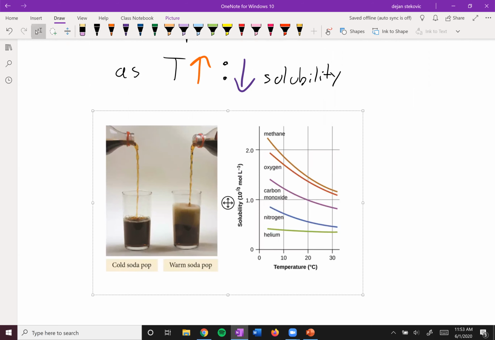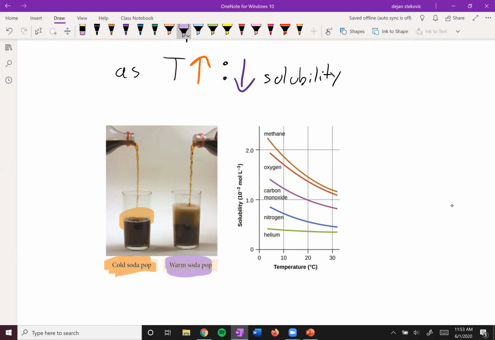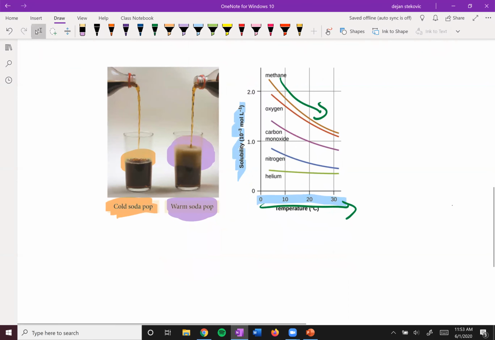So here's just an example of that. On the left, they have cold soda, and you can see pouring it, there's barely any bubbles. That's because none of the gas is being released because it's cold and it's soluble. Whereas if you have warm soda or warm beer, you'll see a lot of fizz, a lot of head in the beer. That's because all this gas is escaping the liquid because it's no longer soluble because it's too hot. This graph on the right shows the same thing. Here's temperature in Celsius, here's solubility. As temperature increases, solubility decreases. So as temperature goes up, solubility goes down.